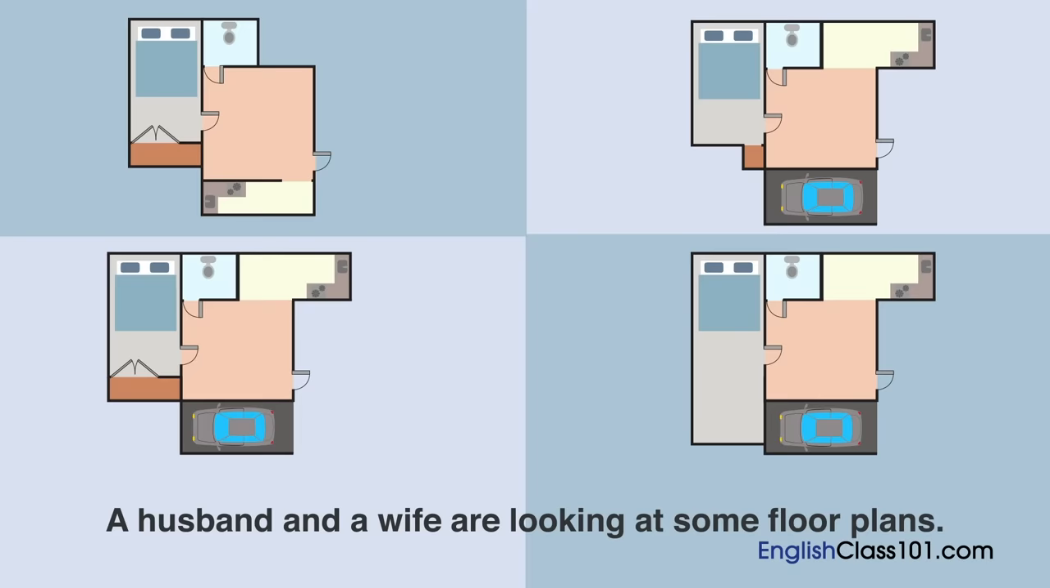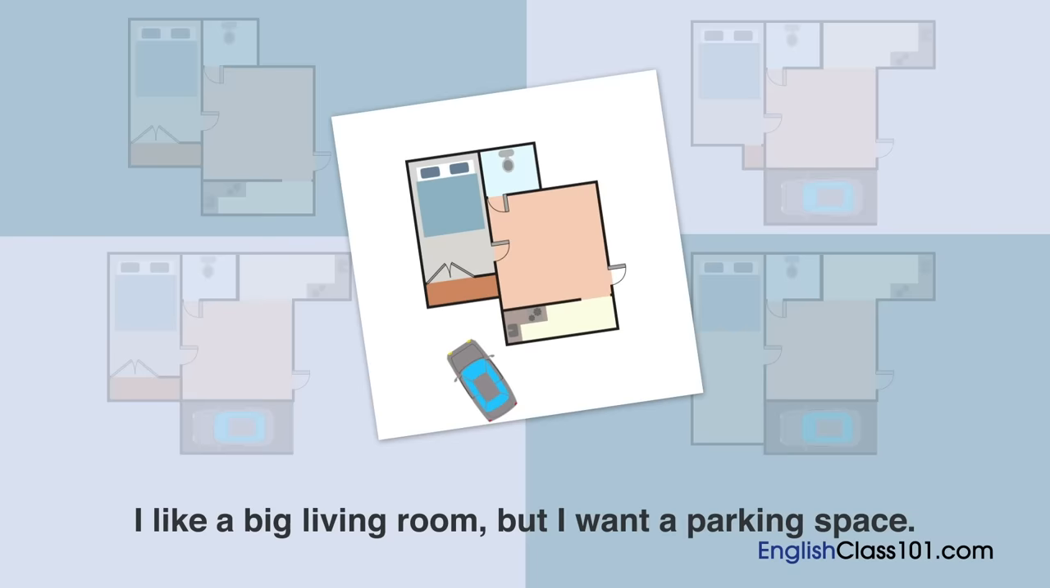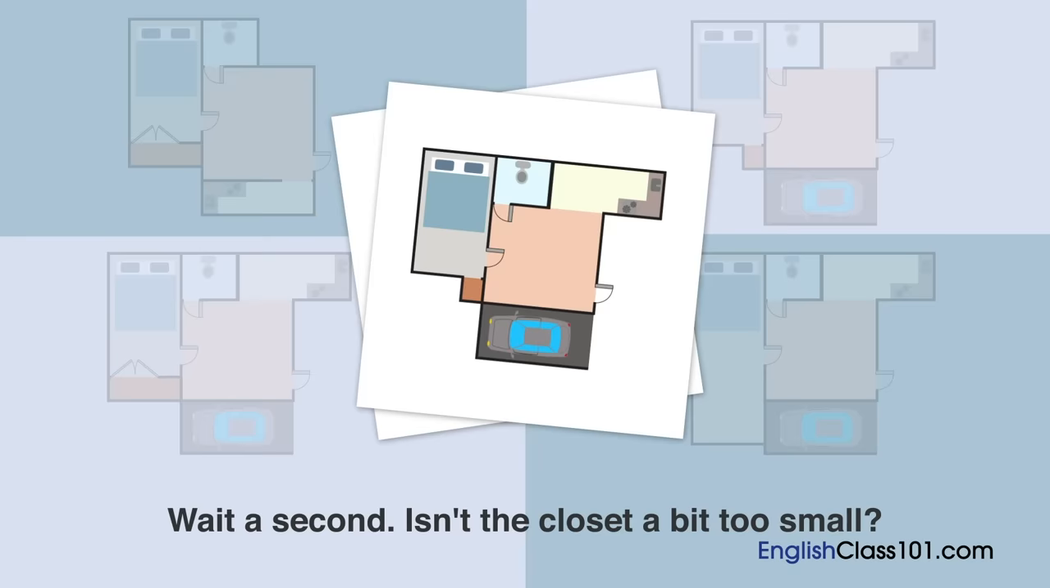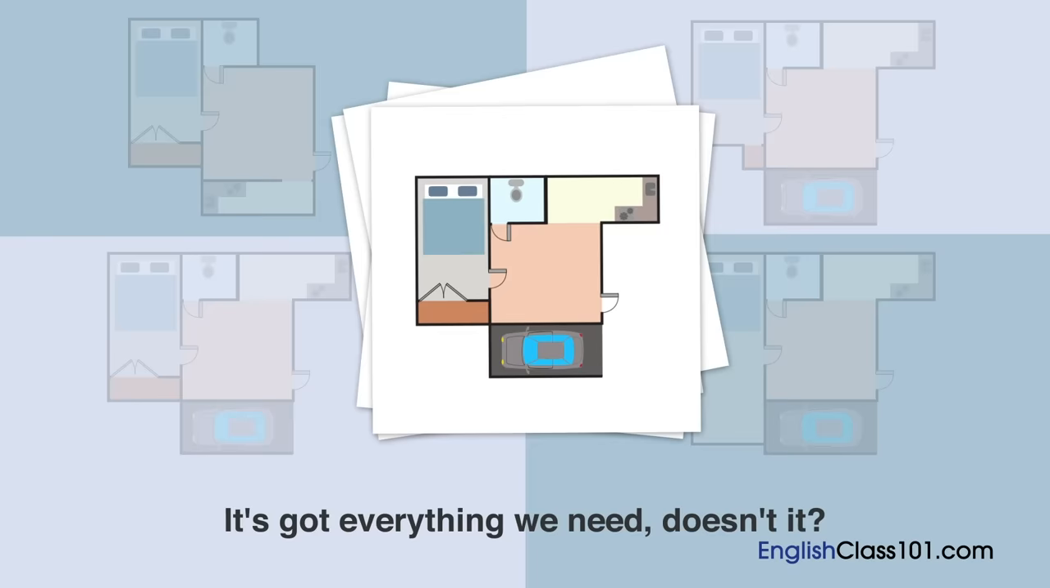How about this one? It's got a nice large living room. I like a big living room, but I want the parking space. Let's see. How about this one? Yeah, that's nice. Should we go see this one? Wait a second. Isn't the closet a bit too small? Good point. There doesn't seem to be one that's perfect. Wait, how about this one? It's got everything we need, doesn't it? And the closet is pretty large, too. Let's go see this one. Okay.